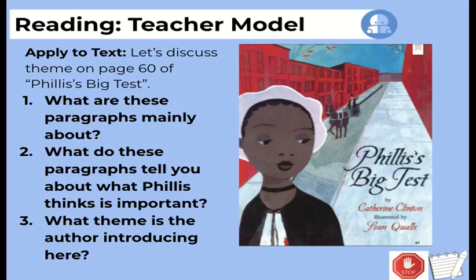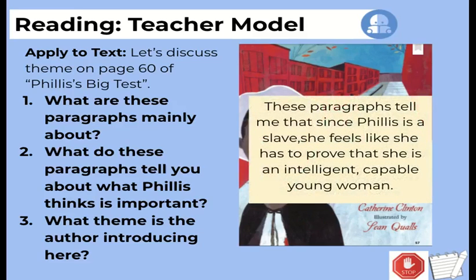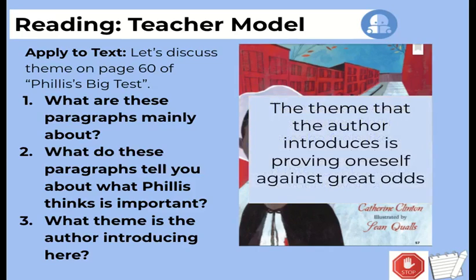Now let's go over some of our answers. Question 1. What are these paragraphs mainly about? The main paragraphs are about how Phillis's past has affected her. Question 2. What do these paragraphs tell you about what Phillis thinks is important? These paragraphs tell me that since Phillis is a slave, she feels like she has to prove that she is an intelligent, capable young woman. And question 3. What theme is the author introducing here? The theme that the author introduces is proving oneself against great odds. Were your answers similar?